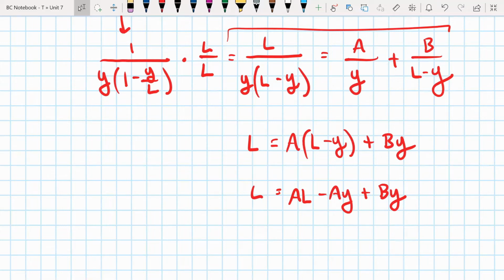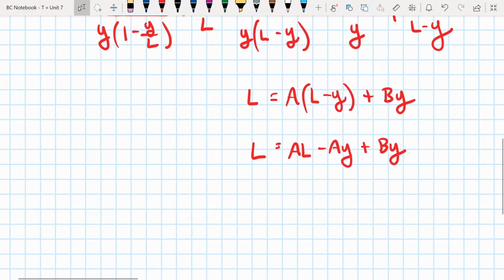And now we can use this to solve for a. Because there's only one L term on the left-hand side and a is the only thing on the right-hand side that has an L, a has to be 1 in this equation. So let's plug that in. L is equal to L, because a is 1, minus y plus b.